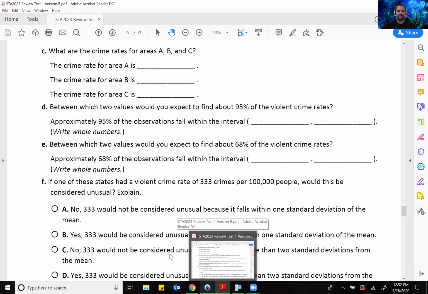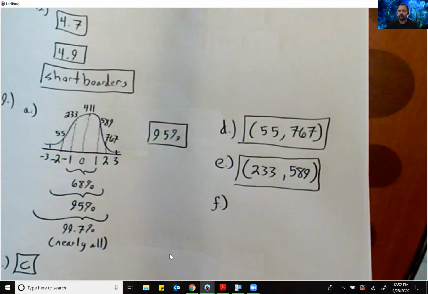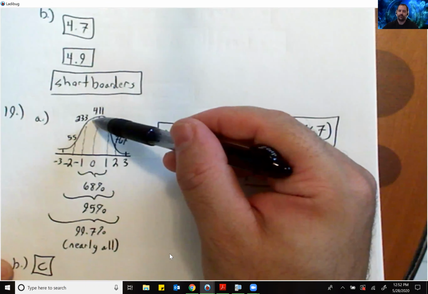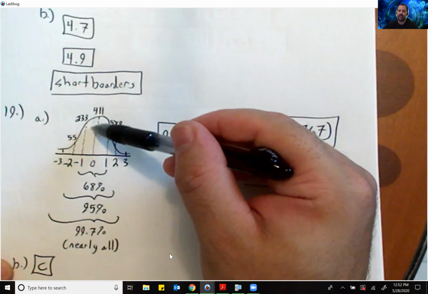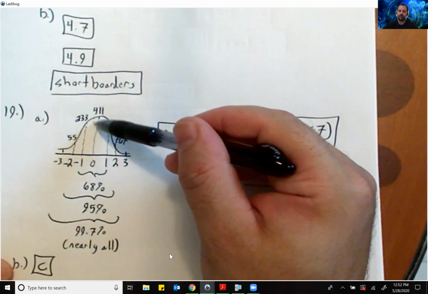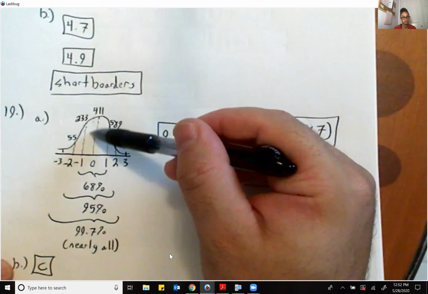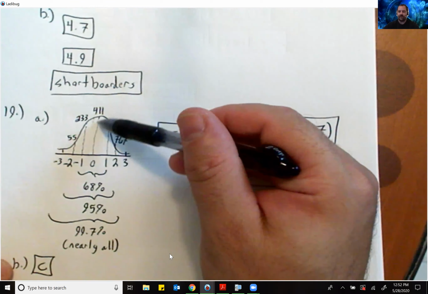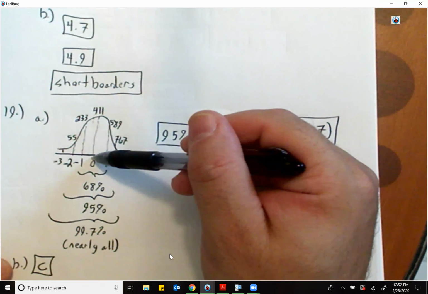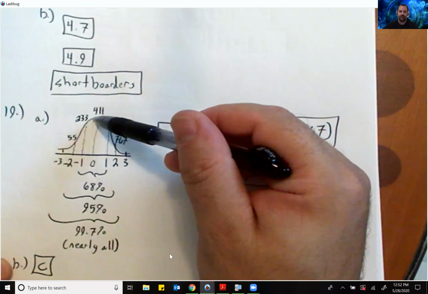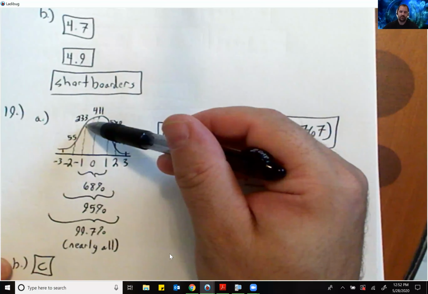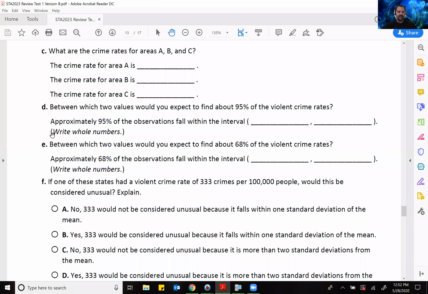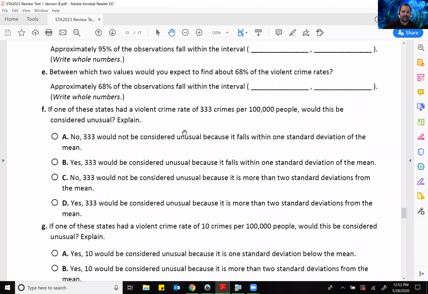So let's take a look at this. 333 would fall right in here. So is that unusual? No, that's usual, because it's really close to the mean. Does that make sense? You're not even one standard deviation below it. So I would say no, it would not be considered unusual.